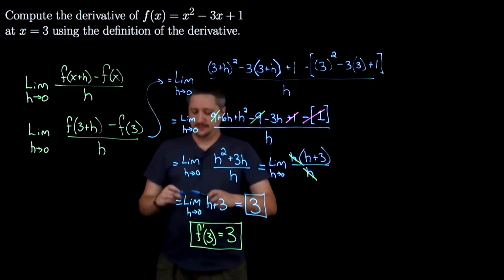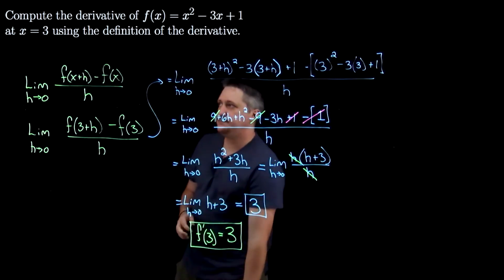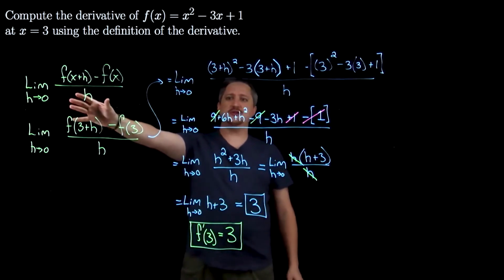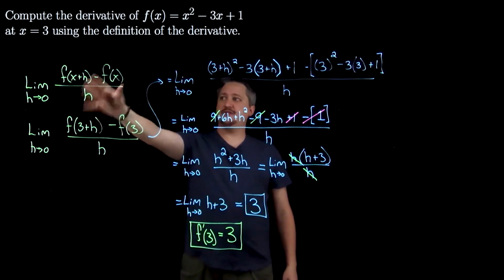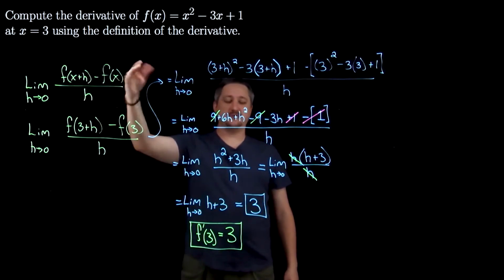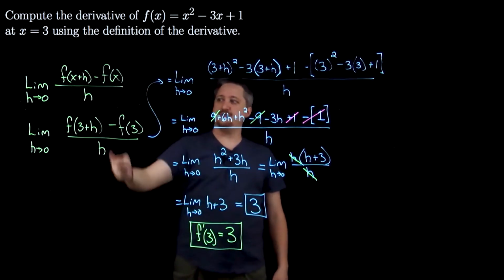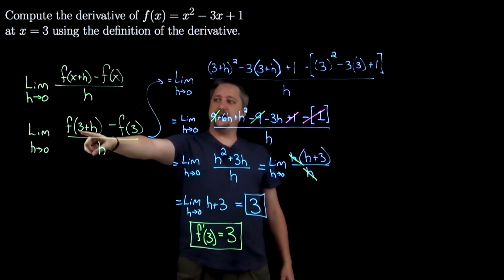So that's all there is to it. Just as a quick recap, we had our definition of the derivative, f of x plus h minus f of x for whatever x we're computing. In this case, it was 3, so I plugged in 3 as my x.